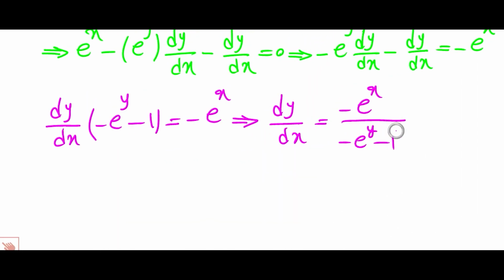Okay guys, we prefer positive denominators whenever possible. We multiply the top and the bottom by negative 1. So we have dy/dx equals e to the x over e to the y plus 1.